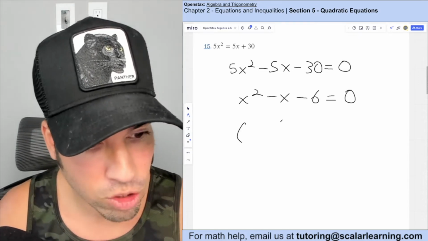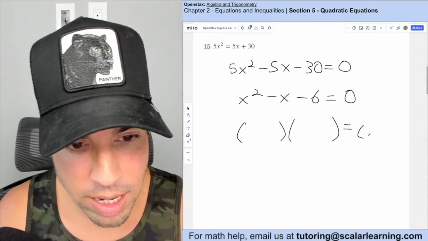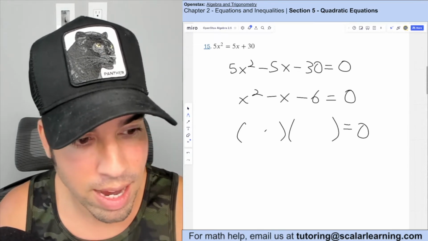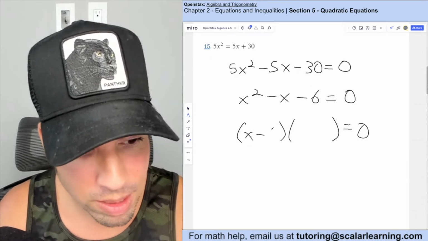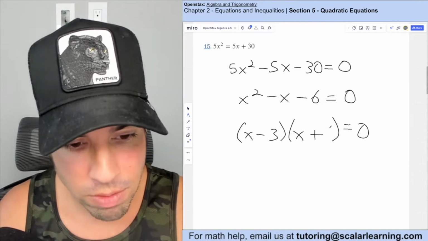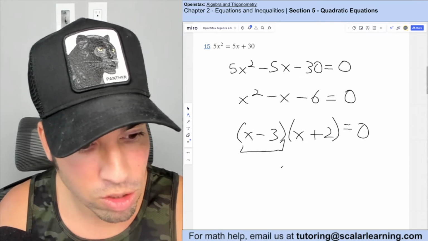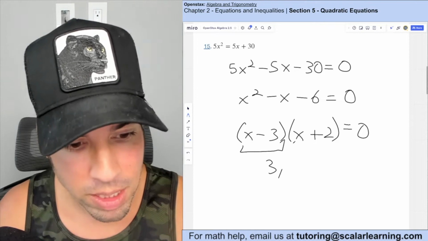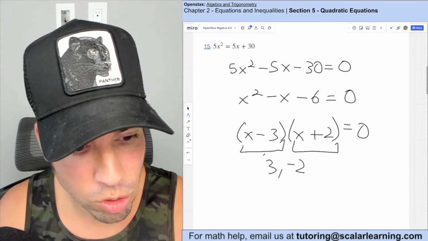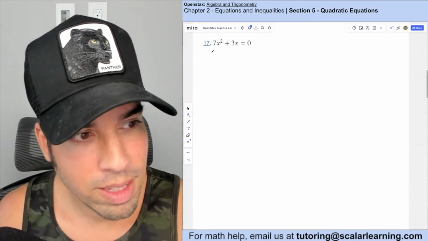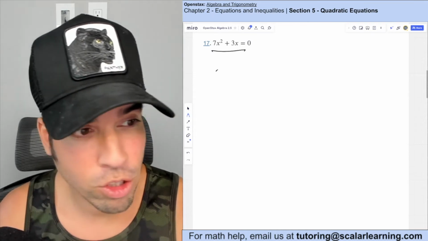Now I can factor. So again, we use that idea: what multiplies to -6 and adds to -1? That would be -3 and +2. So now my solutions are what makes this go to 0, which is 3, and what makes this go to 0, which is -2. Boom, done.